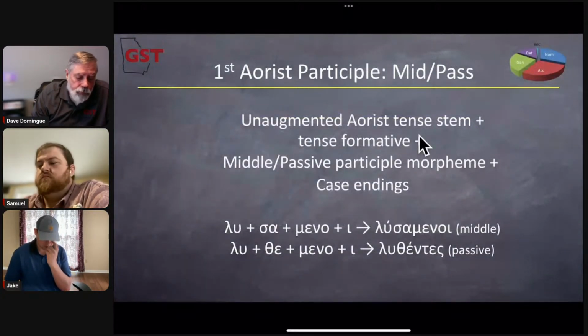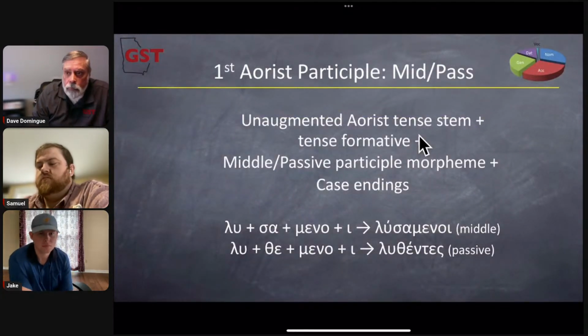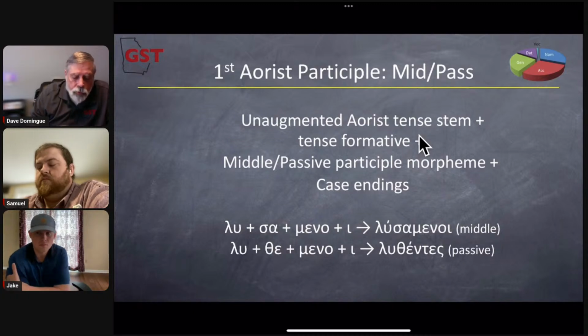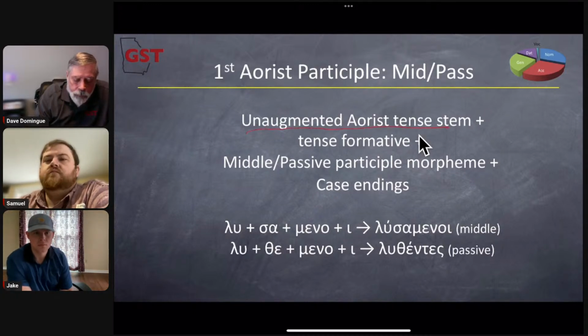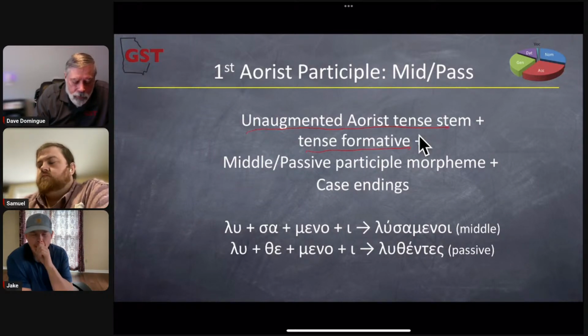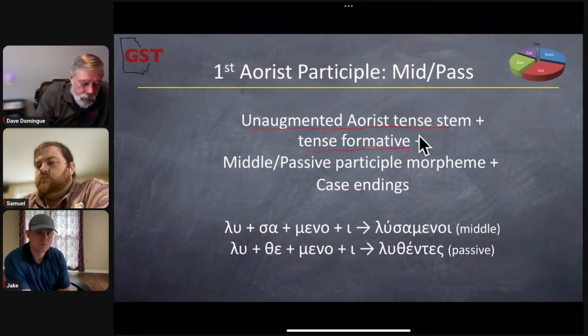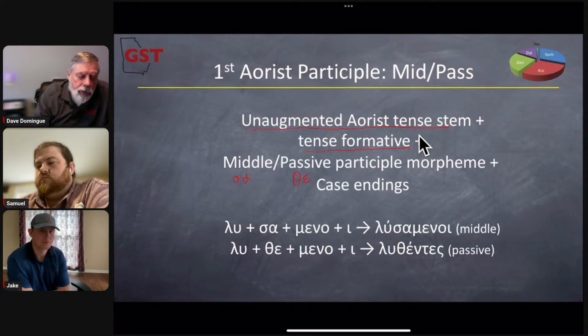Now middle passive. I'm going to run through this a little quick, because it's really the exact same thing. We're going to use the unaugmented aorist tense stem. We are going to have a tense formative, right? It's going to be the sigma alpha for the middle, but not the passive. The middle is going to be the sigma alpha. The passive is going to be the theta eta. That's how you know the difference.